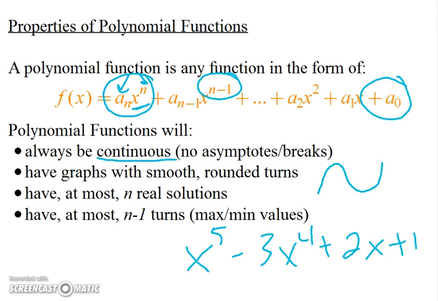It will have at most n real solutions, which we'll talk about later, and n minus 1 turns, which we've talked about before. So if it's a fifth power function, like this example here, it's going to have up to 5 real solutions and up to 4 turns, so up to 4 maximum and minimum values.